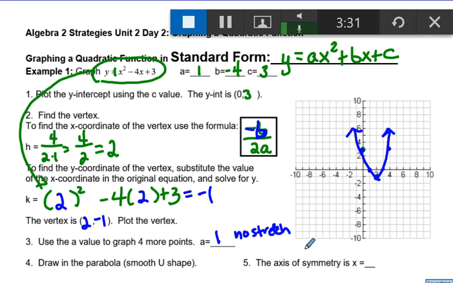And the axis of symmetry goes right through the vertex. So it's going to be x equals what number? I heard somebody say it. X equals 2. Good. Okay, what could we do if we're not sure if we got it right? Put in the calculator. So go ahead and put in the calculator and see if we did this right.